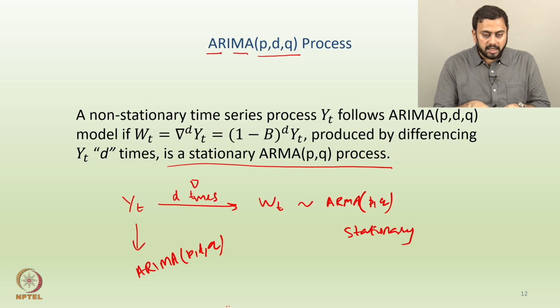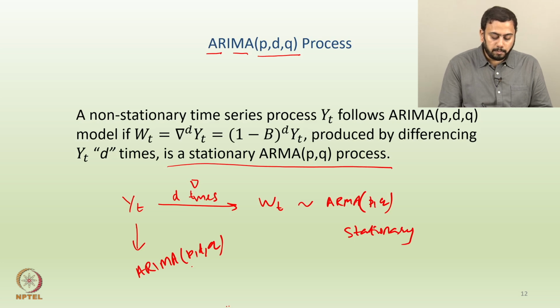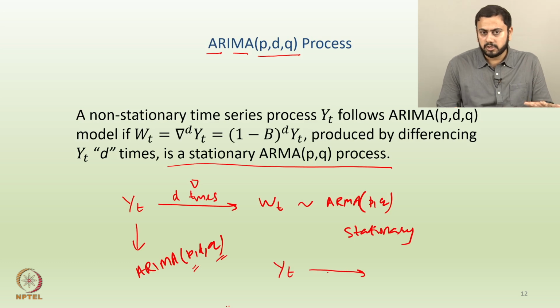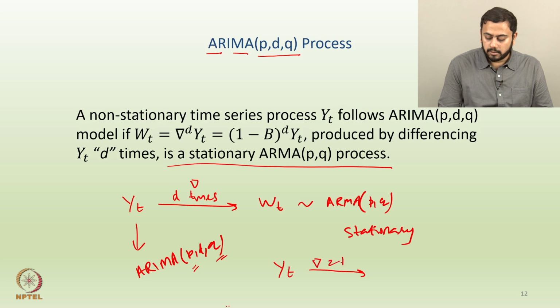To summarize, the idea is kind of easy: the p order stands for the autoregressive order, the q order stands for the moving average order, and d stands for how many times you want to difference. I will take a simple example. Let us say you start with yt, which is assumed to be non-stationary with some strong trend component. If you apply nabla 2 times, and the resulting series wt happens to be a stationary ARMA process with orders 2, 1, let us say.